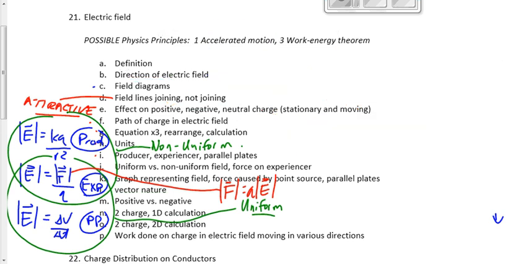The graphs. Well, we say a graph representing the field force caused by a point source, parallel plates, and so on. If we had this graph for the first equation, what would it look like? Tell me what it would look like. Straight line, curved line, upwards, downwards. KQ over R squared looks like this, right? F over Q.